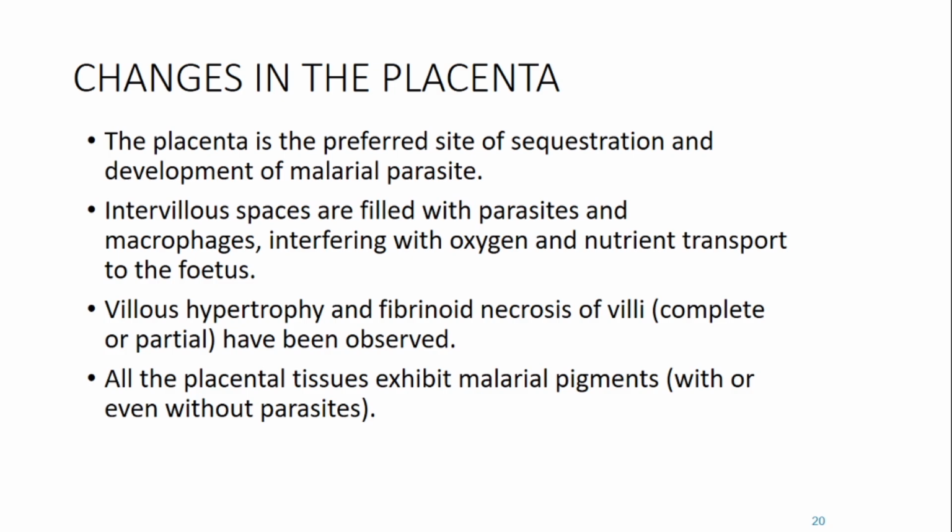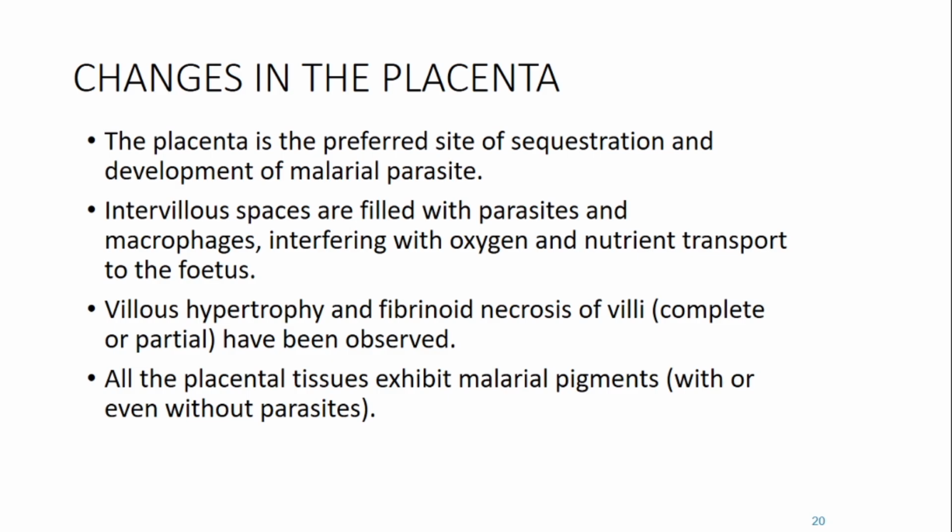The placenta is an important site in the pathophysiology of malaria in pregnancy, and is the preferred site of sequestration and development of the malaria parasites. Within the placenta, there is sequestration of these parasites, and the intervillous spaces are filled with parasites and macrophages. This leads to chronic inflammation at the level of the placental bed. This chronic inflammation leads to infiltration with inflammatory cells such as macrophages, and also cytokines, and in the long run interferes with oxygen and nutrient transport to the fetus. There could also be villous hypertrophy and fibrinous necrosis of the villi of the placenta.